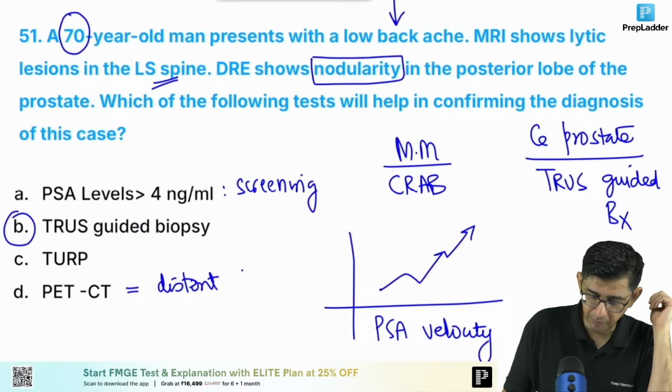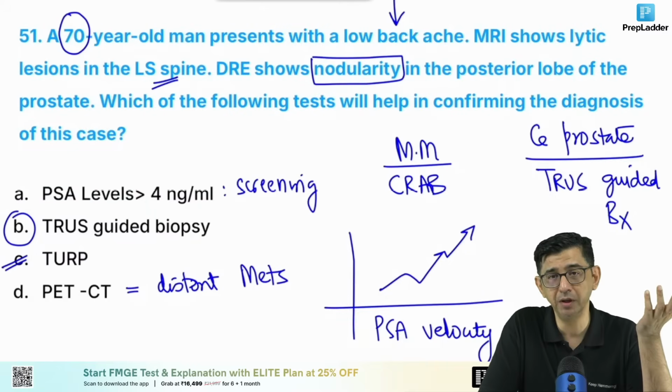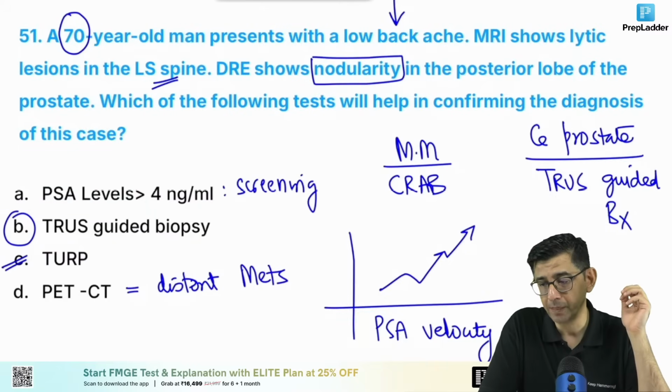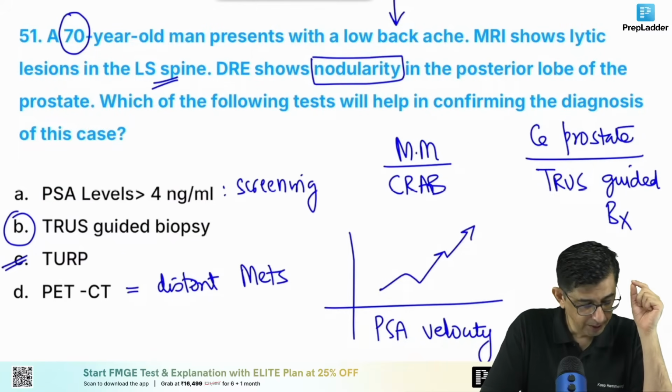TURP is a surgical procedure, so that anyway goes out of the window. I mean, we would not have thought in terms of transurethral resection of prostate. And anyway, we don't do a TURP here. We do a radical prostatectomy. I mean, for this guy, we do a radical prostatectomy. So the correct answer for this question is, yeah, PSA.